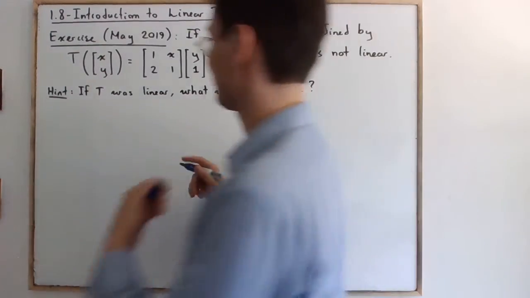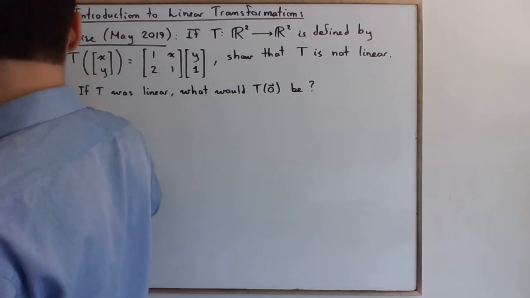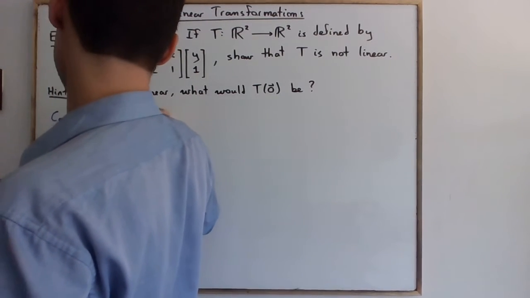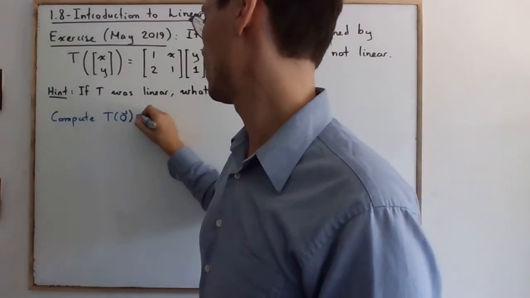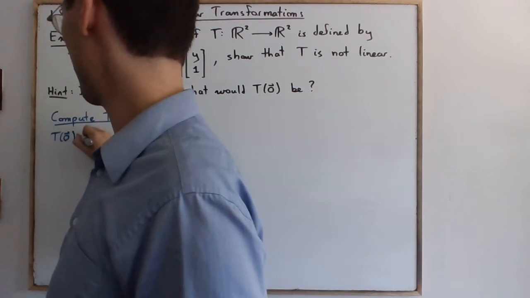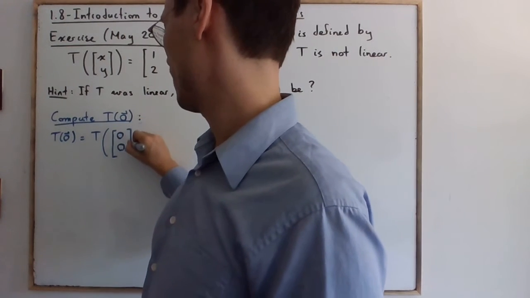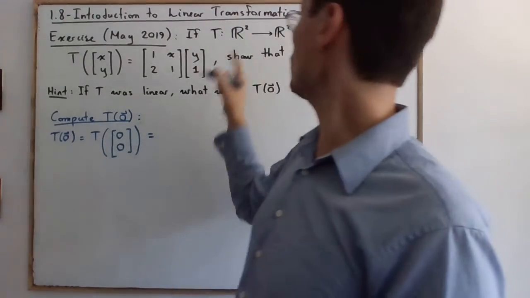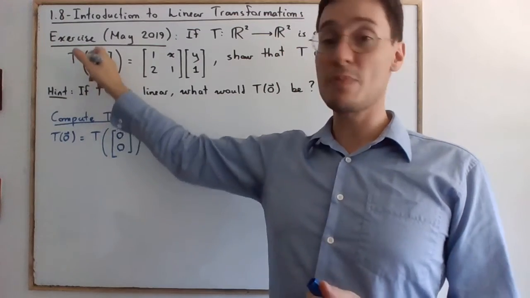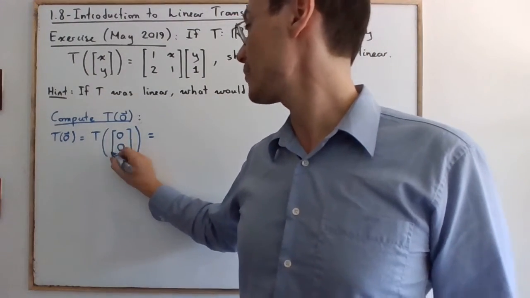All right, let's do it. Compute T of 0, okay? So T of 0, which is T of (0, 0). Note that the domain is R2, right? That's how we know that we have (0, 0), but you can actually just replace x and y by both 0 because that's what the 0 vector is anyways. So that's how you get this.